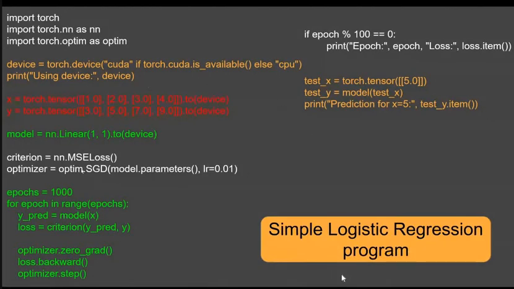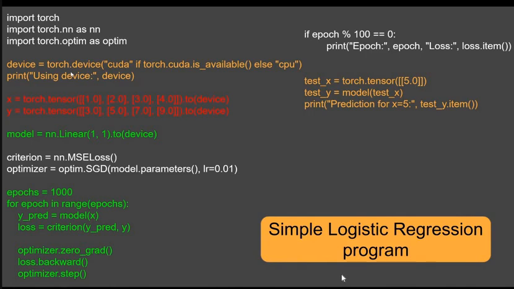This is a simple logistic regression program. It's as simple as machine learning can get. We have import torch. Torch is a library in Python that allows me to use the GPU for model training and all. It also allows me to create AI models.